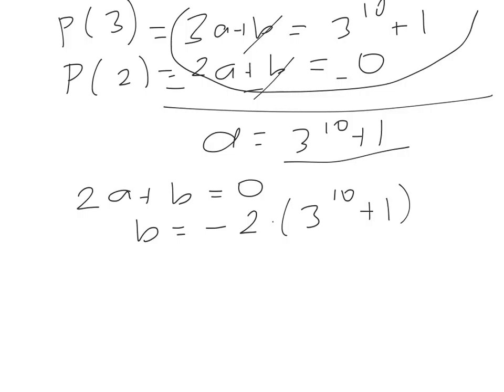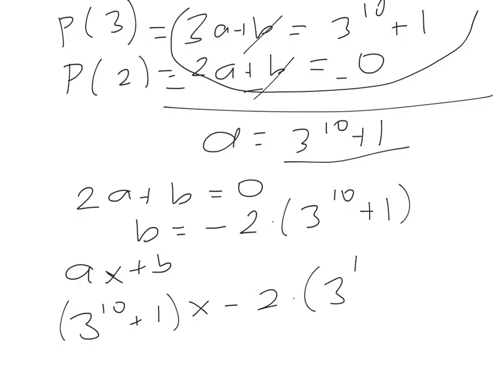So I can write the remainder. Remainder was ax plus b. Therefore, the remainder will be 3 to the power of 10 plus 1 times x, minus 2 times 3 to the power of 10 plus 1.